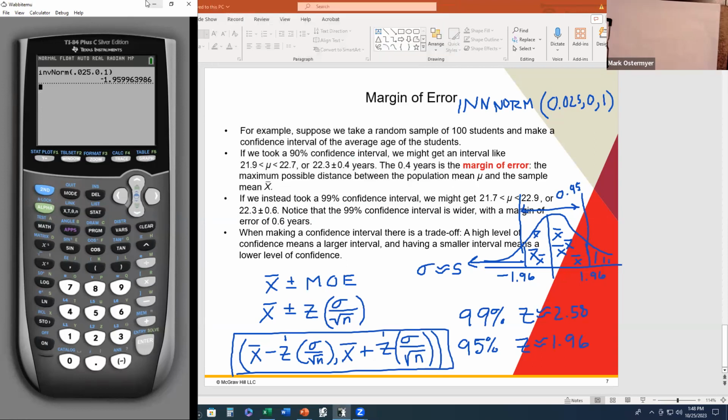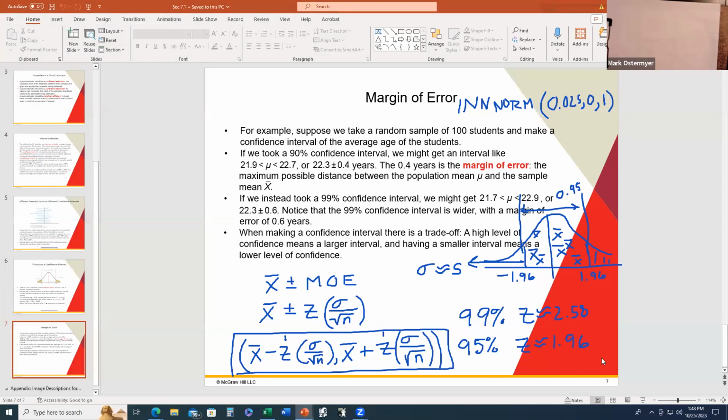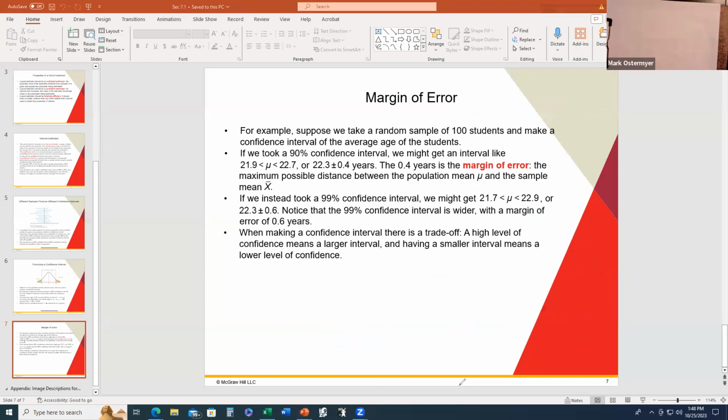So all you got to do is remember, ladies and gentlemen, when you're building a 95% confidence interval, your critical Z value is positive and negative 1.96. For a 99% confidence interval, your Z values are negative and positive 2.58. Okay. And you could also find your critical Z values for any other level of confidence, for 90% or 70% or 80%. But normally we build these intervals for 95%, 99%, sometimes 90%.